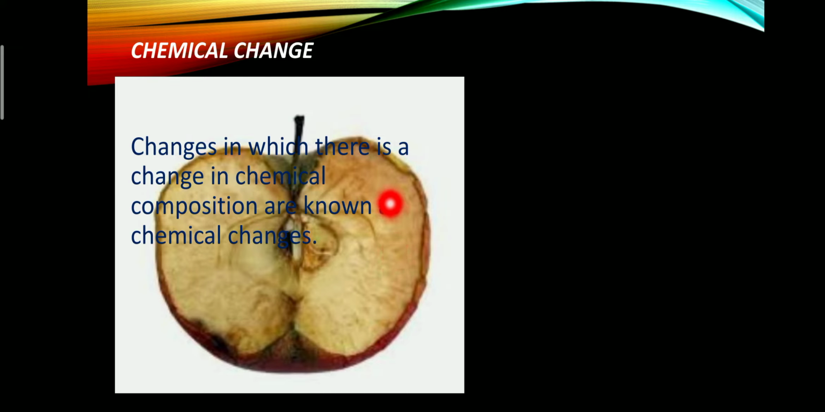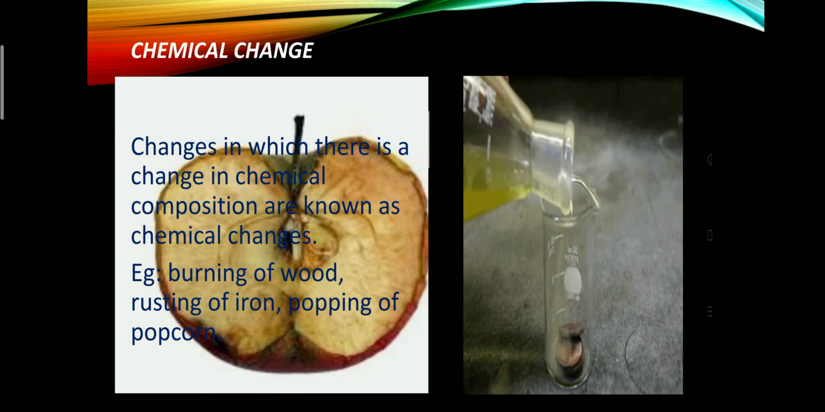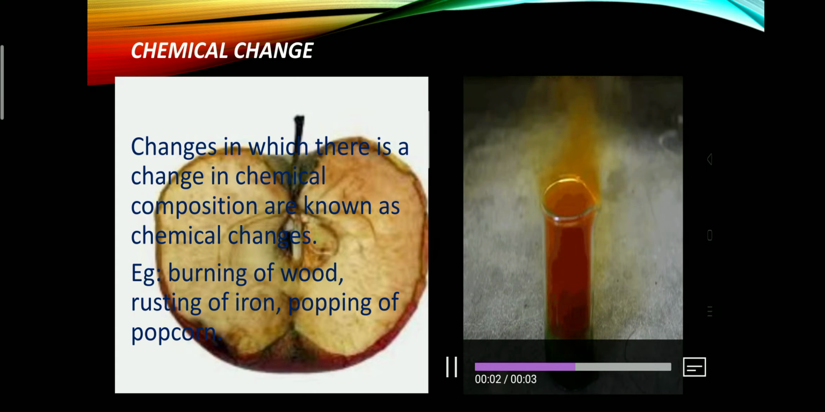Some examples of chemical changes are burning of food, rusting of iron, popping of popcorn. So look at this example. Here they are adding a substance. They are adding three substances here. What happens is it reacts together and its chemical composition changes. So it is a chemical change.